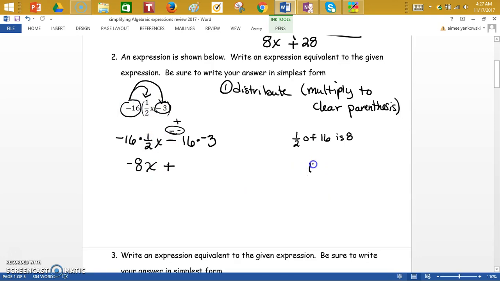Okay, now I have to do 16 times 3. I didn't bring a calculator home. 3 times 6 is 18. So I put down an 8, carry 1. 3 times 1 is 3, and 1 more is 4. So negative 8x plus 48. Then I look here, and I say to myself, are there any more like terms? There are no like terms, and that's how I know I'm at my final answer. I cannot combine x's and constants.